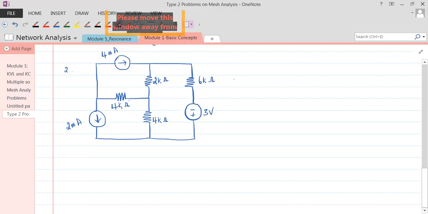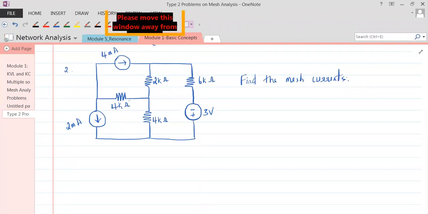The problem is find the mesh currents. They have not asked you anything else. They have asked you to find out the mesh currents. We'll take the same problem and maybe we'll find something else. But in this problem you have to just solve for the mesh currents.